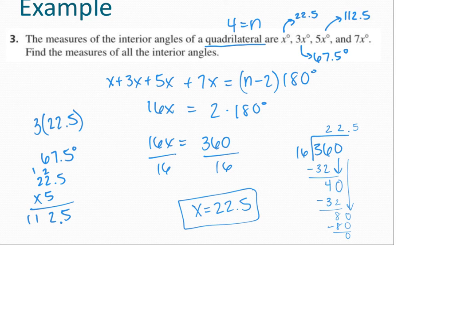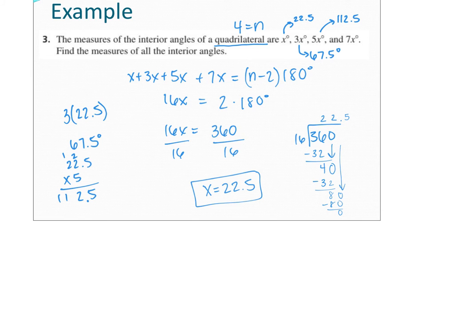And the last angle is going to be 7 times 22.5. 7 times 5 is going to be 35. Bring up the 3. 7 times 2 is 14 plus 3. It's going to be 17. And then 7 times 2 is 14 plus 1, 15. So 157.5.